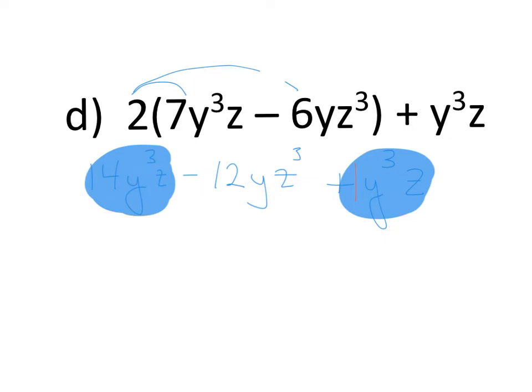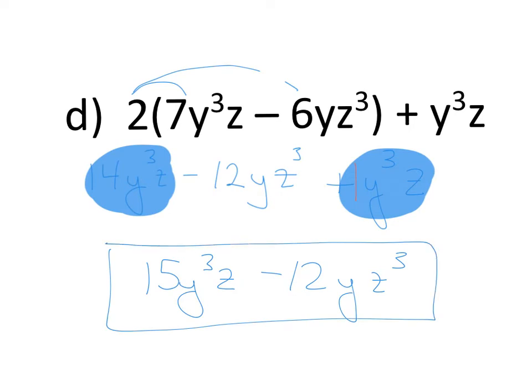Okay, now these guys again are not the same because y to the third, this guy has a y to the first. There is no third. Z to the third. So they are not the same. You can't put those two together. So I'm going to go ahead and add 14 and 1 and get 15 y to the third z minus 12 y z to the third. And that's going to be my final answer there because I cannot put those together since they are not like terms.